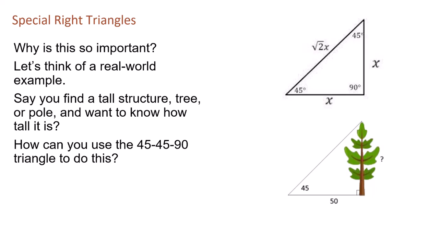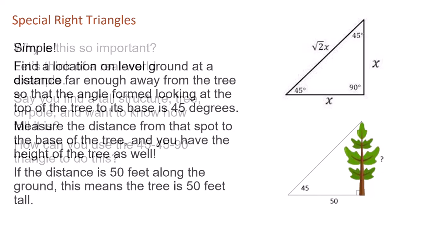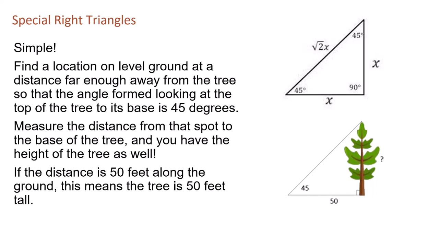Say you find a tall structure, tree, or pole, and want to know how tall it is. How can you use the 45-45-90 triangle to do this? Simple. Find a location on level ground at a distance far enough away from the tree so that the angle formed looking at the top of the tree from the ground to its base is 45 degrees. Measure the distance from that spot to the base of the tree, and you have the height of the tree as well. If the distance is 50 feet along the ground, this means the tree is 50 feet tall.